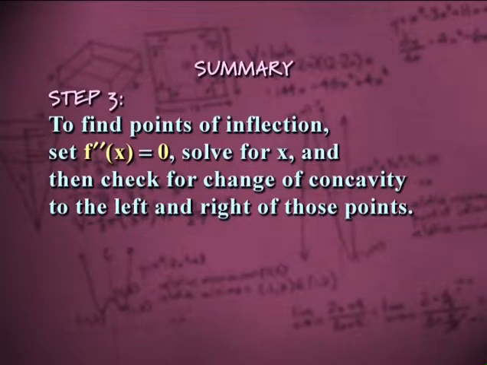Finally, step 3, to find points of inflection, you set f double prime of x equal to 0, solve for x, and then check for change of concavity to the left and right of those points.